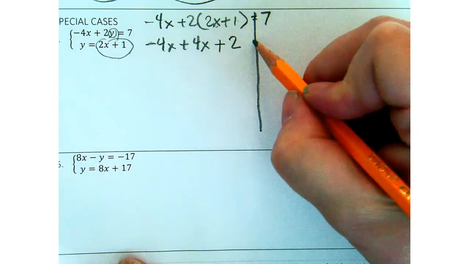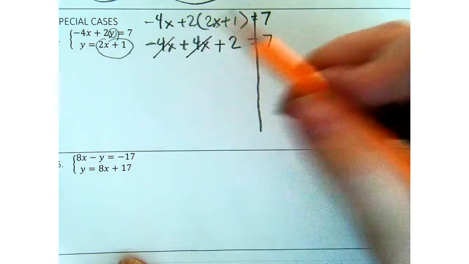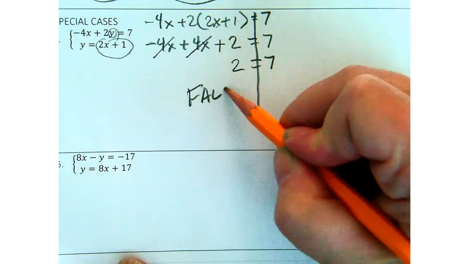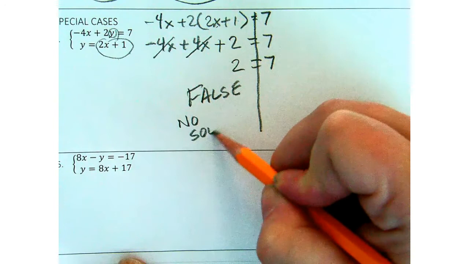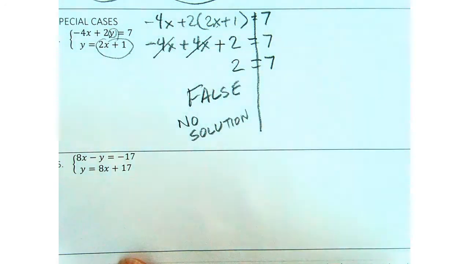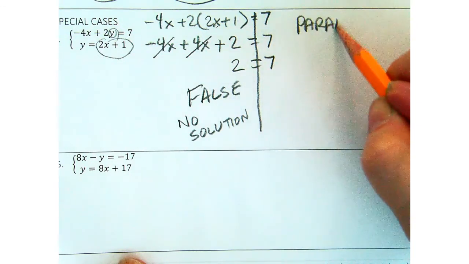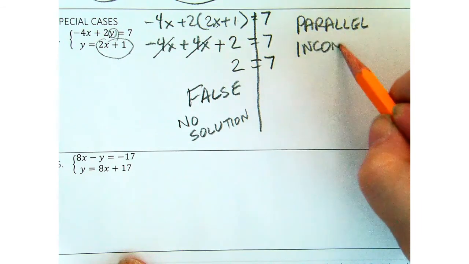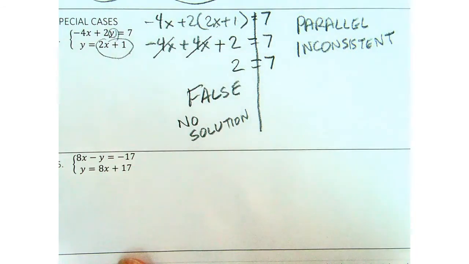Notice that as soon as you distribute, the variable disappears. -4x plus 4x equals 0. We are left with the statement which is false. This means we have no solutions. There is no world in which 2 equals 7. These equations represent parallel lines. This is an inconsistent system with no solutions.